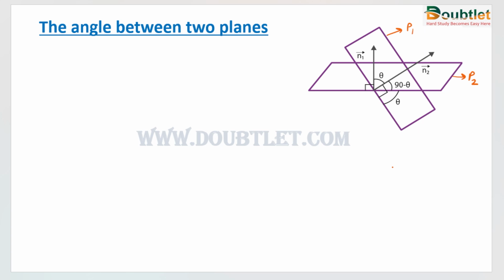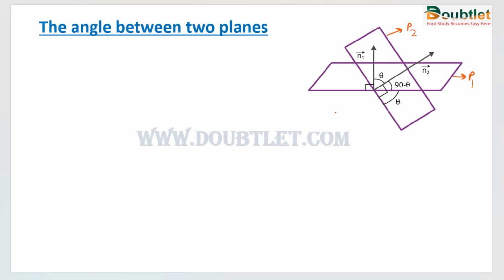Before proceeding further, let me tell you that this is a plane, and we know that the normal vector is the line that is perpendicular to the surface of this plane. So this is the normal vector to this plane. This is how each plane has its normal vector. So we name this P1 and this P2. For plane P2, this is the normal vector, and for plane P1, this is the normal vector.